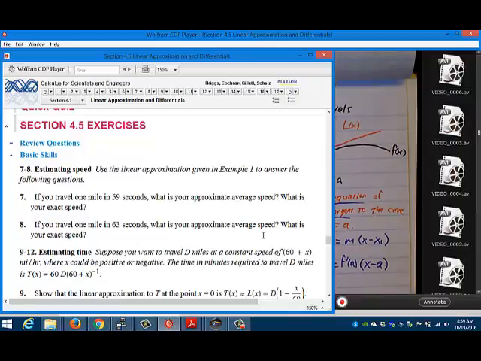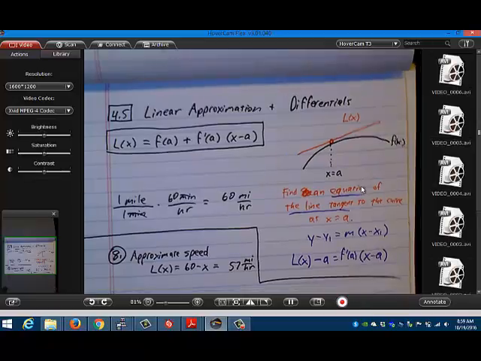So number 8, for instance, right? Number 8 says, if I travel 1 mile in 63 seconds, what's my approximate average speed and what is the exact speed? Well, the approximate speed would be what? 57 miles per hour. Yeah, it took me 63. But now how do you get the exact speed?